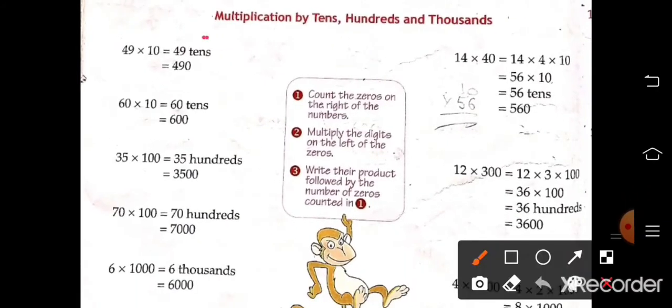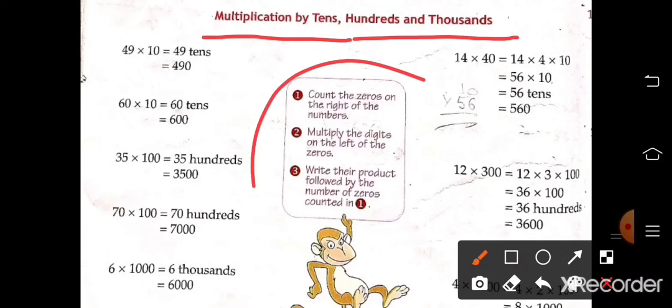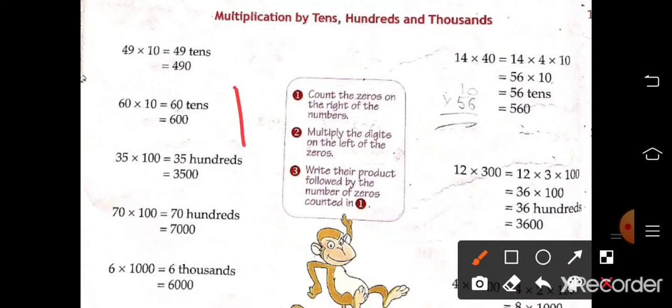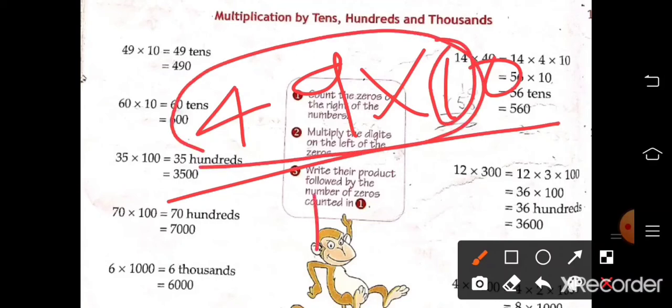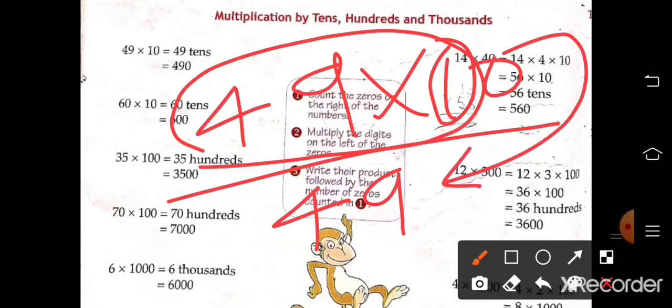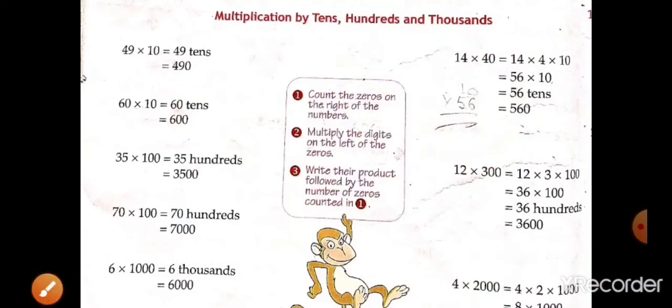This page only, multiplication by tens, hundreds and thousands. Okay, count the zeros on the right of the numbers, multiply the digits on the left of the zeros, write their product followed by the number of zeros counted. Okay, so first 49 multiply 10. Okay, so first multiply 49 by 1, 49, and we will write the zero at the right side of the product. Okay, so like this we have to do.